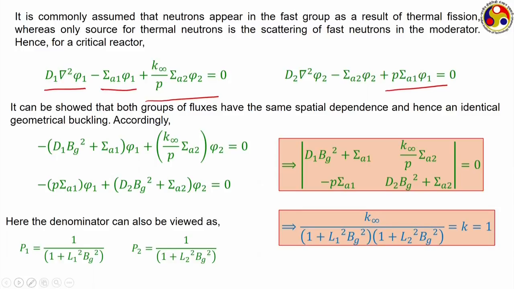So, this way we can analyze these two different groups of neutrons. There can be situations where you have to deal with more than two groups, and just by writing the corresponding equations for each of them and applying suitable boundary conditions and coupling, you can always solve this kind of system.